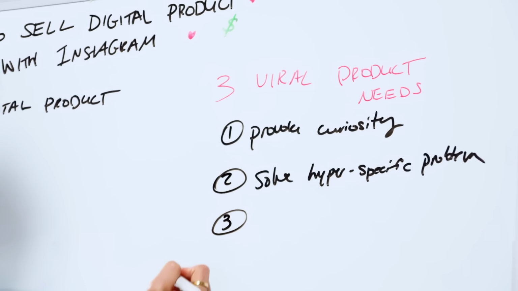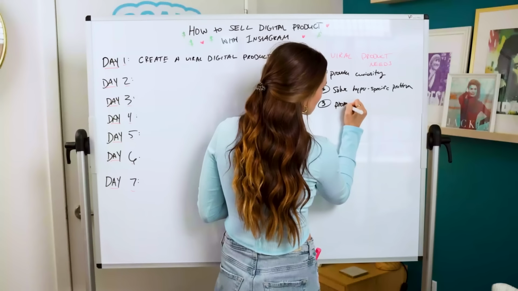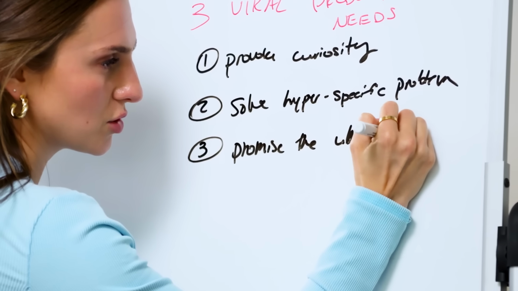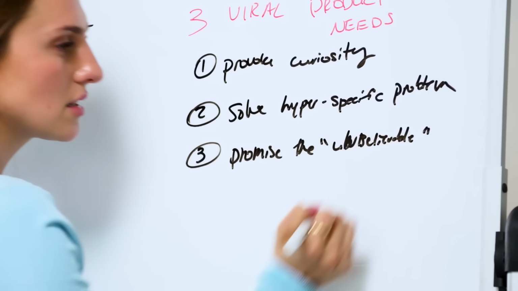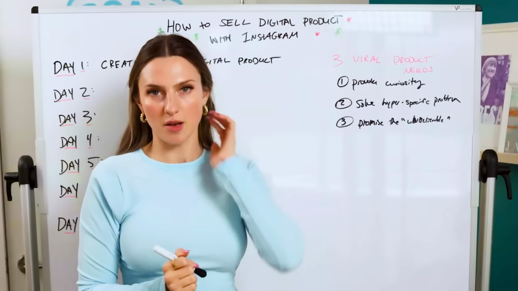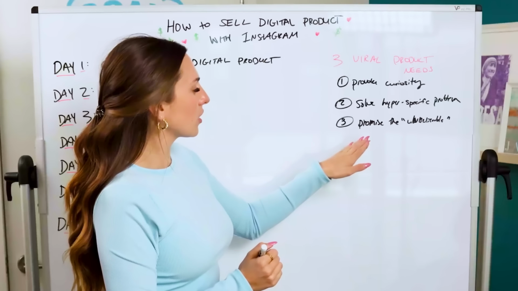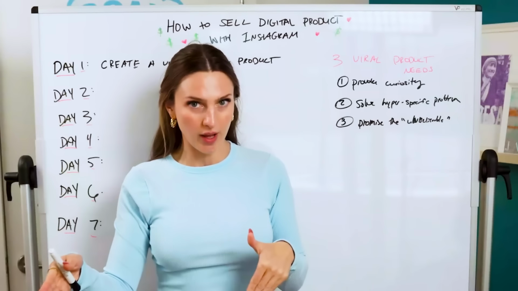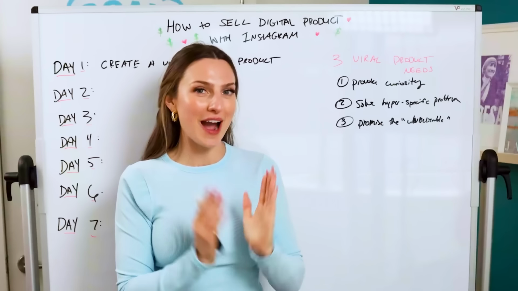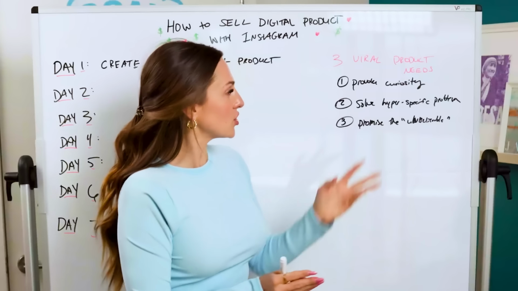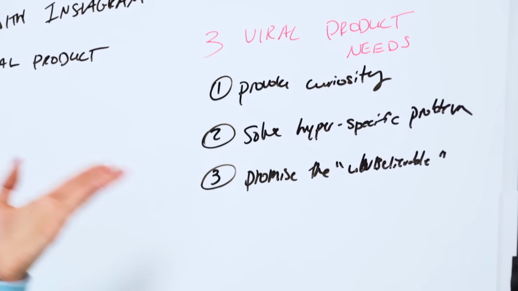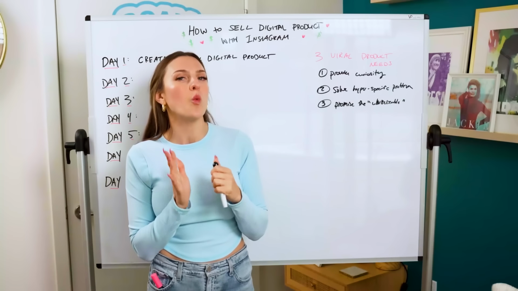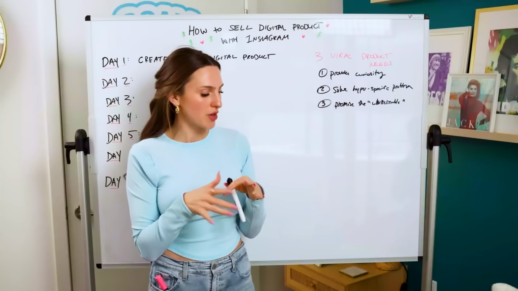Third thing is that it needs to promise the unbelievable. And I can't spell, so I'm just going to do my best with unbelievable. But it needs to promise the unbelievable. It does need to sound too good to be true, but here's the catch. You actually deliver on it. So you want to create something that you can truthfully deliver on, but it's so good, it's almost like there's no way she can actually do that.